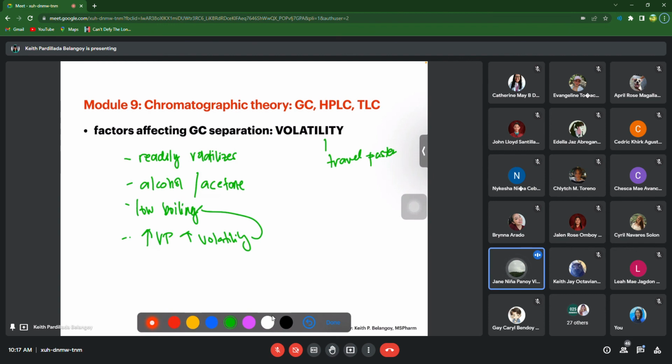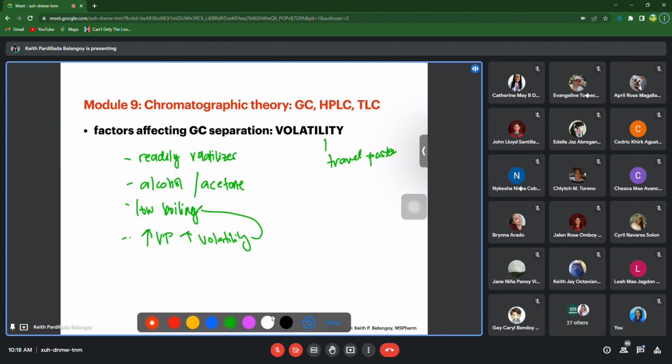Also, the volatility is related to the size of the molecule. This means that smaller sized molecules have a short retention time as compared to the larger molecules. Retention time is the time it takes for a compound to travel from the injection port to the detector. It is reported in minutes. Thank you very much.